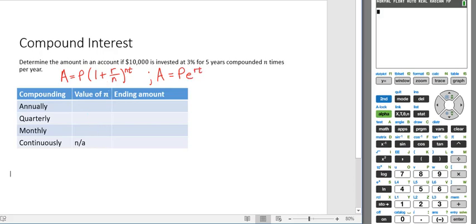In this particular problem, we know the initial investment is $10,000, so that is our value of P. It's invested at 3% annual interest, so our value of r is equal to 0.03 when we convert that to a decimal. And 5 is the number of years, which is t. Our value of n will come from the chart.